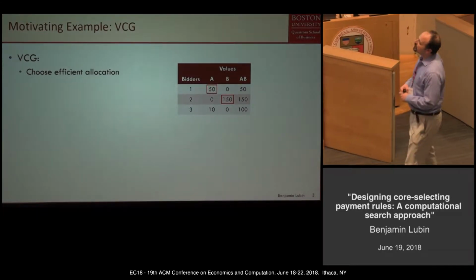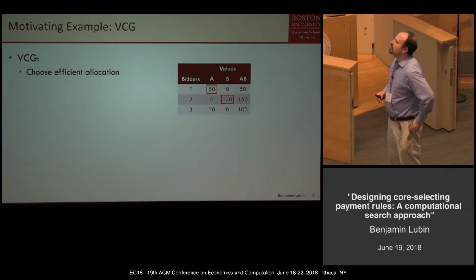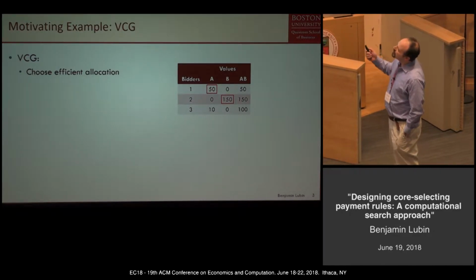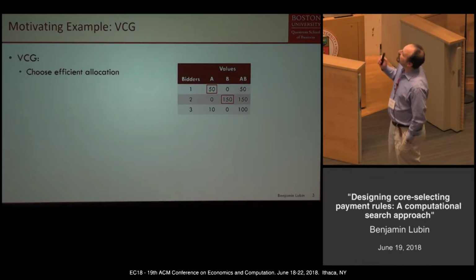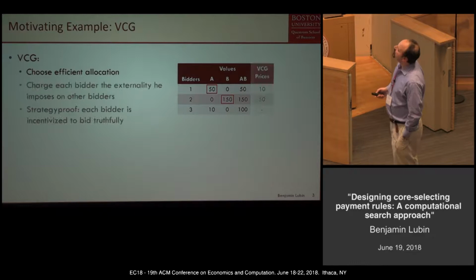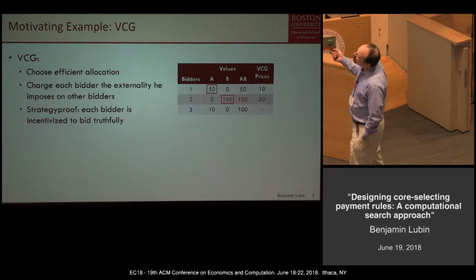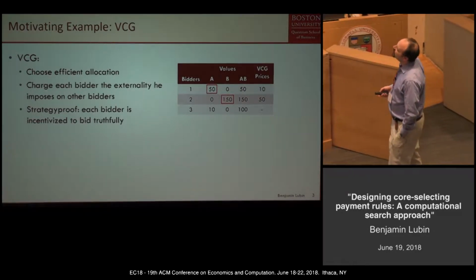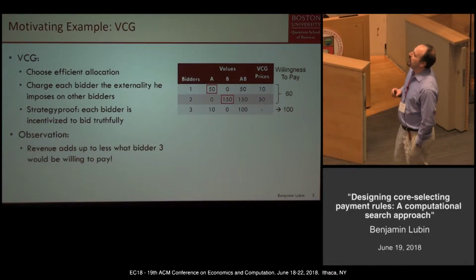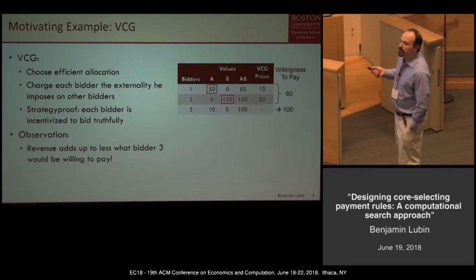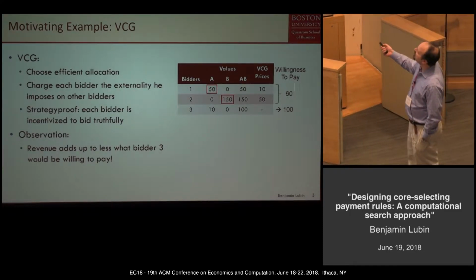So by way of motivation, let's look at what VCG would do. VCG, of course, chooses the efficient allocation. So a really simple example here where we have 3 bidders, where the efficient allocation is to give A to 1 and B to 2. And of course, that's what VCG will do. It will then charge the bidders the externality they impose, which in this case is 10 and 50, which we all know is going to be strategy proof. But the observation here is that the revenue adds up to less than what bidder 3 would be willing to pay. So here's 60 instead of 100.